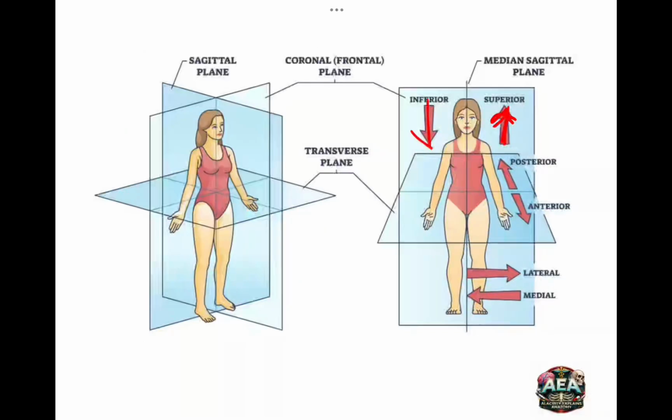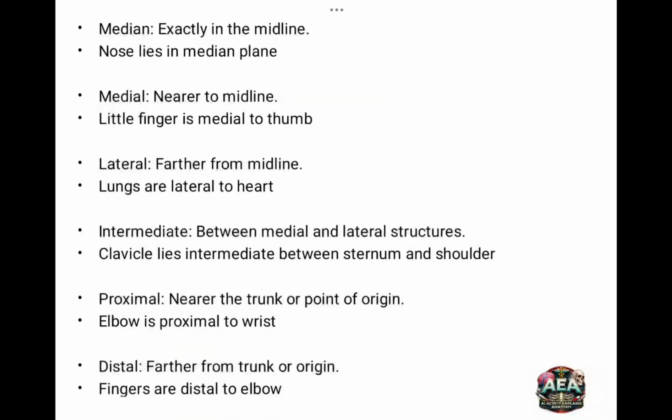So we have inferior going down, we have anterior, we have posterior to the back, and the likes. Now we have median. Now median is exactly in the midline. When something is exactly in the midline, like the nose, we said that that structure is in the median plane.